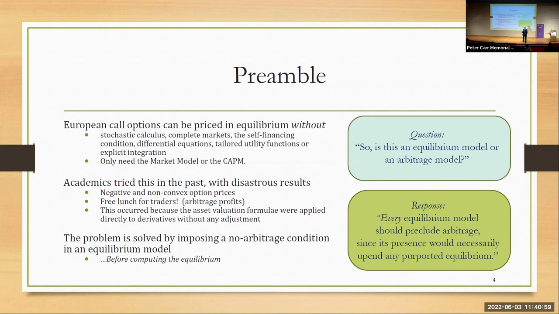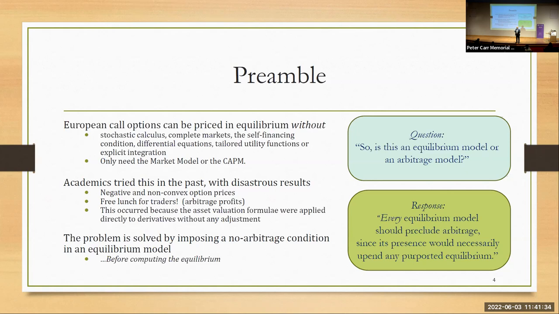So we want to see if we can make some kind of adjustment to make this work. And it turns out it's not that hard. The reason these people had this problem is they took the CAPM formulas and tried to apply them directly to the calculation of option prices. So you compute the equilibrium without options and then try to use the formula to calculate the value of the options. What I did is just added one step. Say, look, if you're going to build an equilibrium model, it should be the case that every equilibrium model you build has a provision that says arbitrage is impossible.